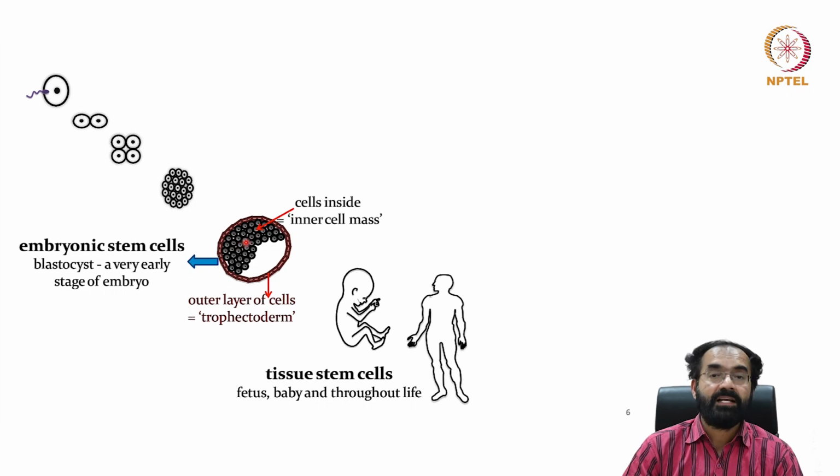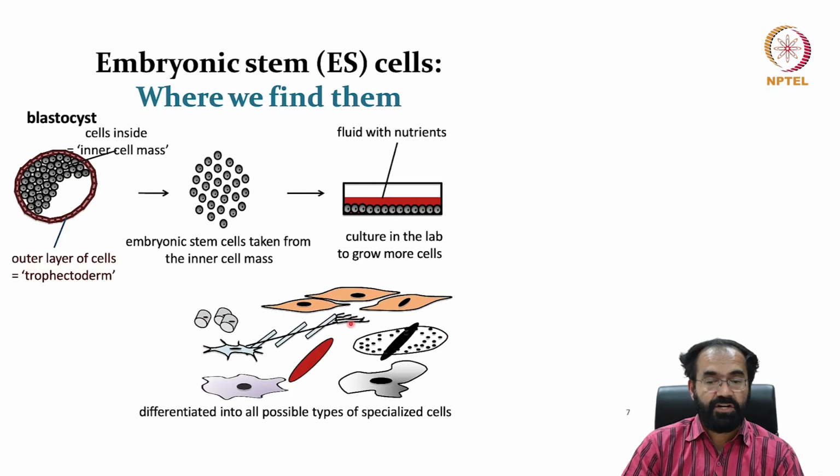You can collect them from here and then culture them in a Petri plate, and the outer layer of cells usually becomes the trophectoderm. The inner cell mass is usually used as embryonic stem cells, and tissue stem cells are present in the embryo, and adult stem cells are present in the adult for the maintenance of a given tissue.